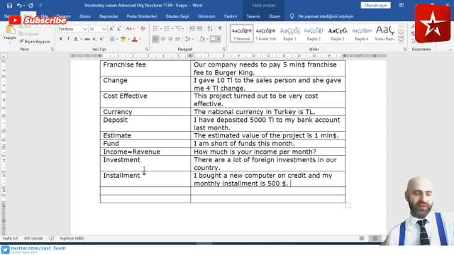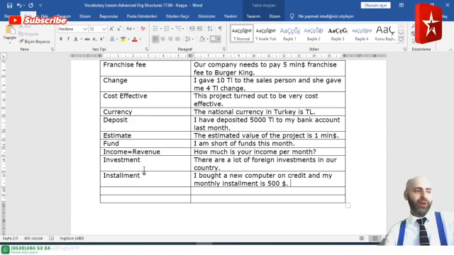The last word that I explained was installment, and installment is the amount of money you pay every month to cover your credit. For example, I bought a new house or new computer, as in my example. I took credit for it, and every month I need to pay $500. So $500 is my monthly installment. Okay?